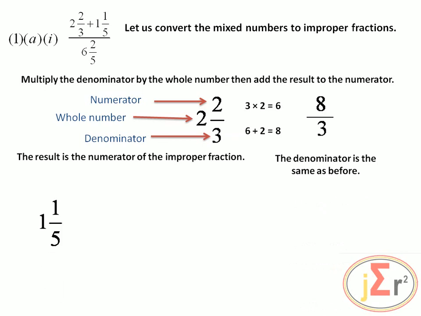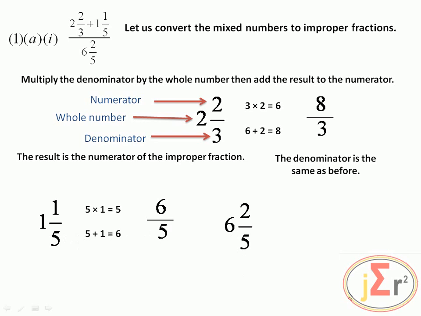1 and 1/5, we are going to do the same thing with 1 and 1/5. So we say 5 multiplied by 1 is equal to 5. Then we are going to add the numerator, 1, to the result, and we get 6. So the improper fraction will be 6 as the numerator, and of course the denominator will be the same.